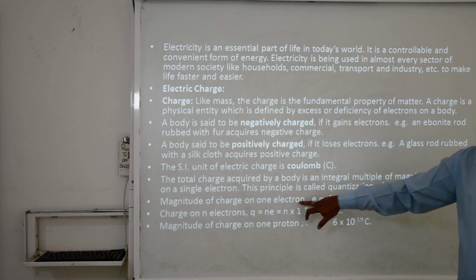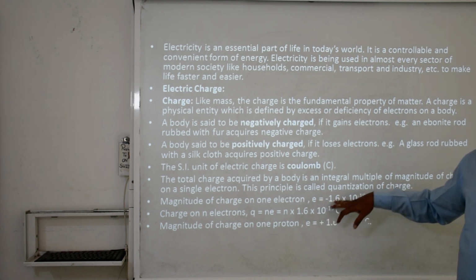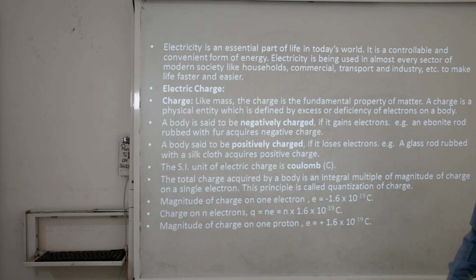Clear? So what is the total charge of an electron? That is minus 1.6 into 10 to the power minus 19 coulomb.